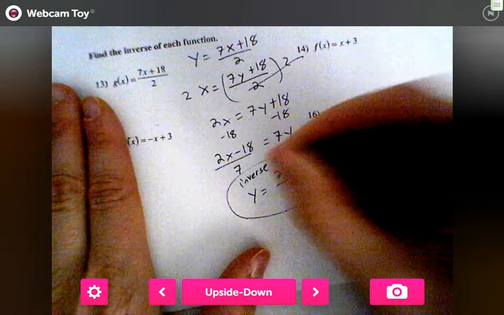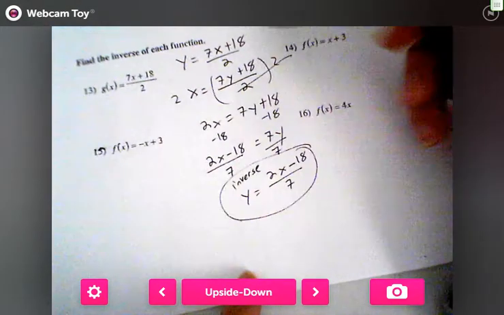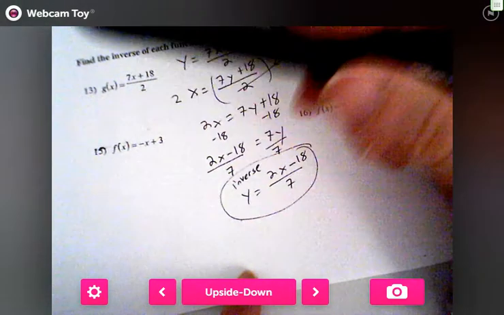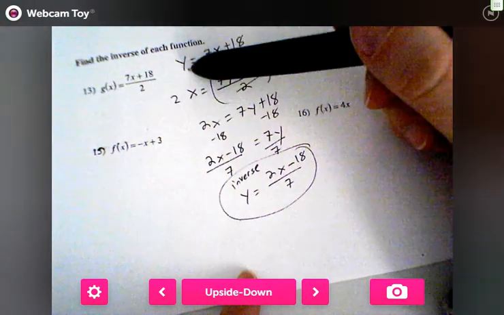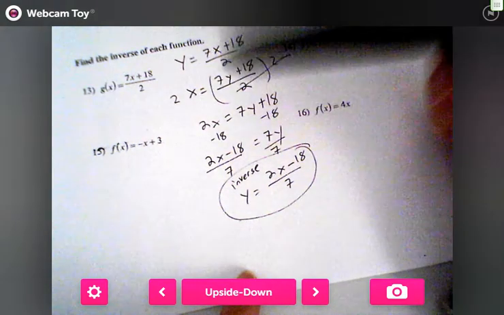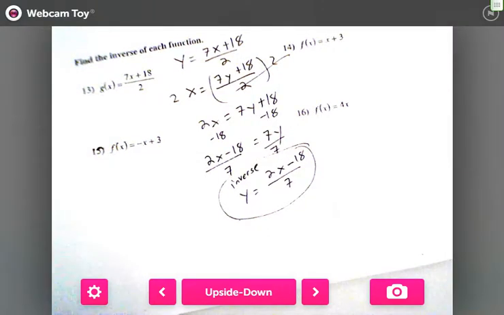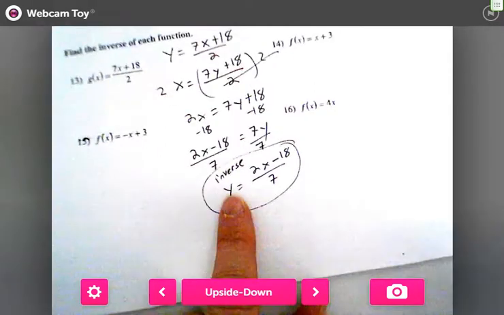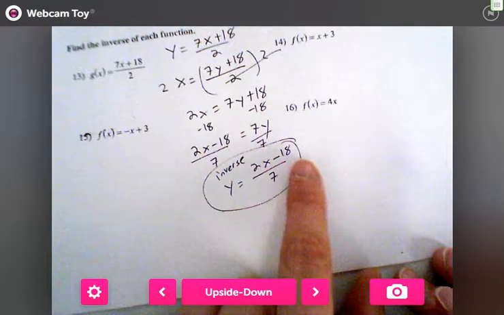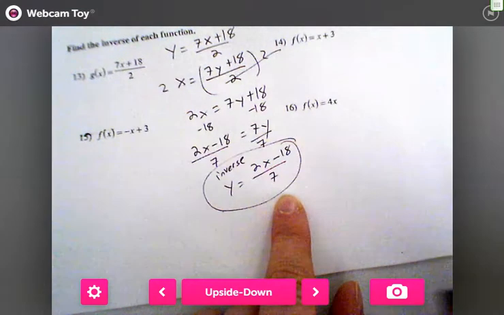Okay? So let's talk about each step that I did here. I changed g of x or f of x, whatever it is, to y. I switched the places of x and y. Then I got rid of, and we just have to think of order of operations, we get rid of any exponents, parentheses, multiplication and division, and then addition and subtraction, right? Yep. It's y equals 2x minus 18 over 7. That's my final answer.